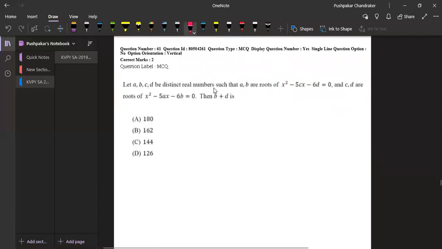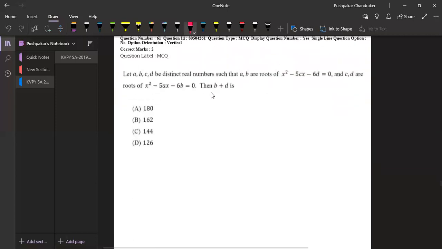Next question, number 61. This question I had solved and posted in the group of the students, so most of you are aware of this, but still I'll solve it quickly. They are saying this equation has two roots. So you can write the sum of the roots as A plus B, which is 5C, and what is the product of the roots, AB? Minus 6D.